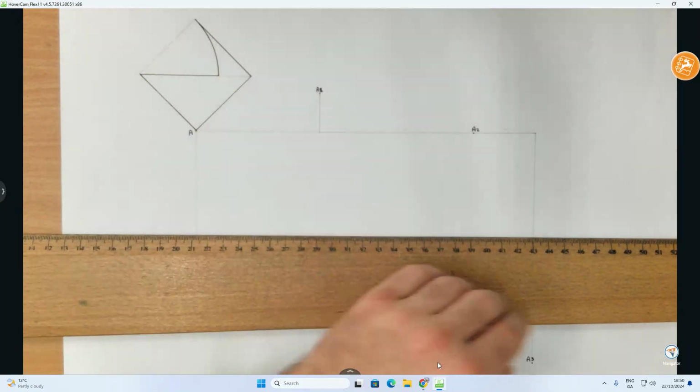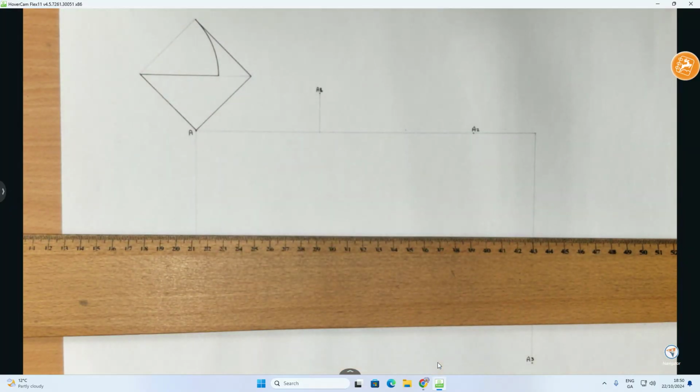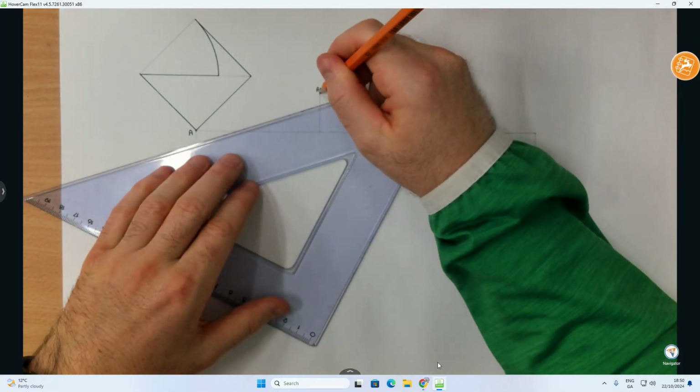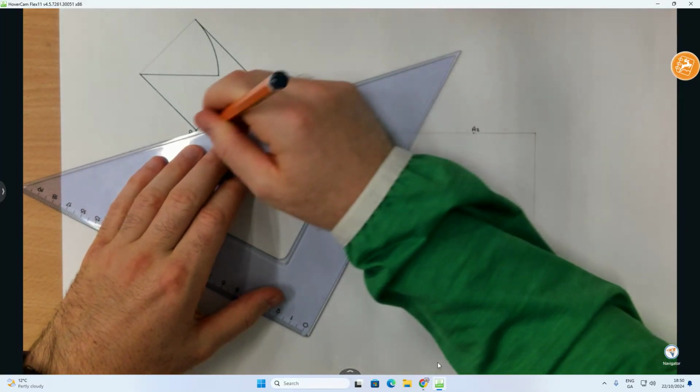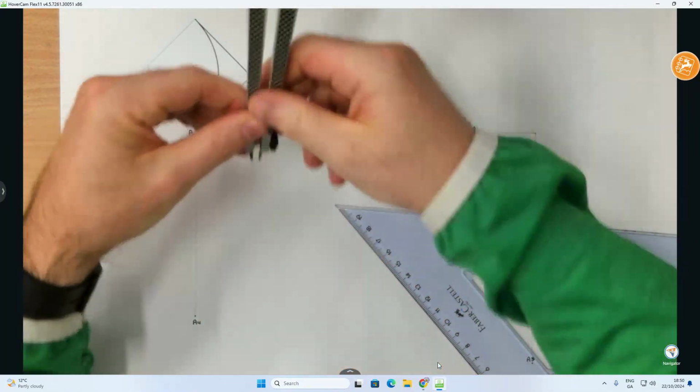So we need our point of symmetry. How do we get that? Well, step 1, to create our point of symmetry, we're going to join A to A1, like that, and then we're going to bisect that line.